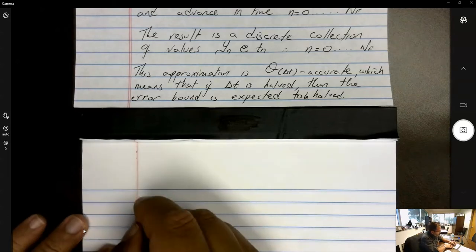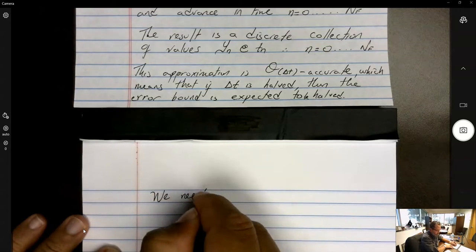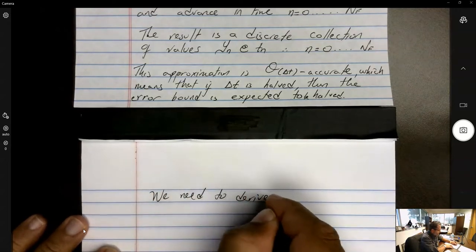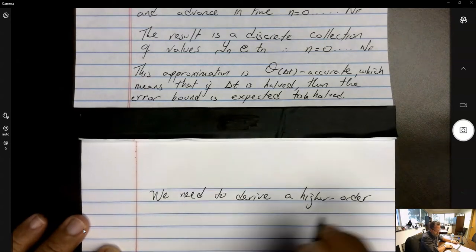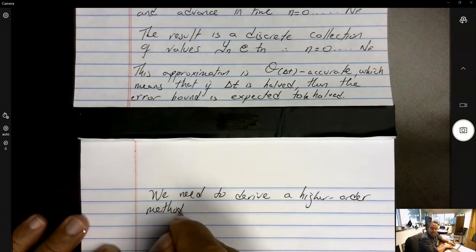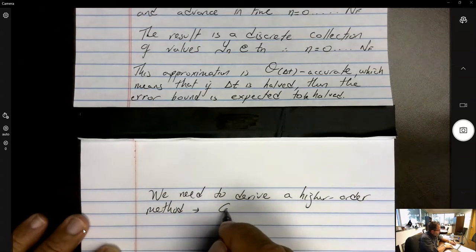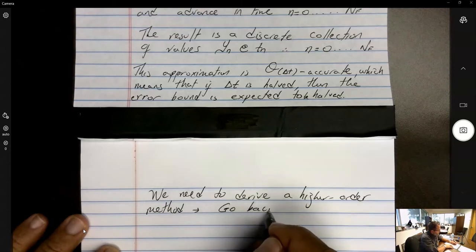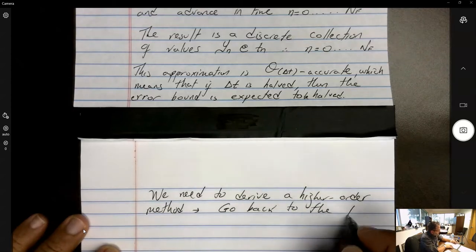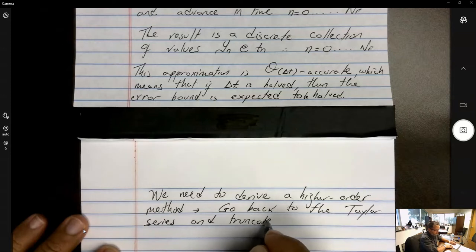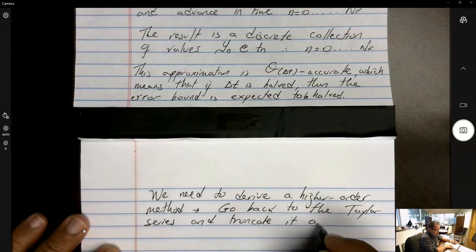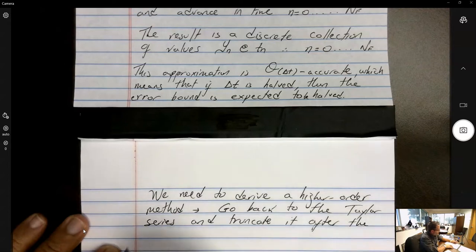So we need to derive, because of these and other reasons, a higher order method. And for these, we need to go back to the Taylor series and truncate after the third term.